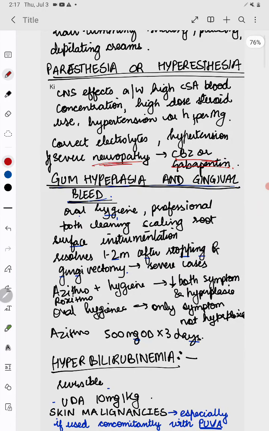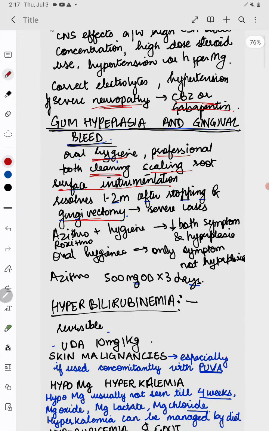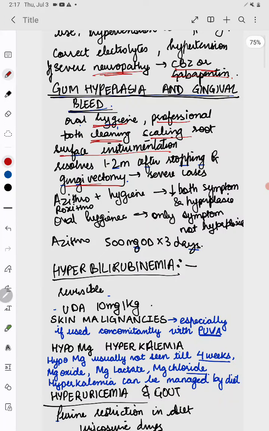Gum bleeding and gingival hyperplasia can be seen. So you have to practice oral hygiene. You have to practice tooth cleaning, scaling, root surface instrumentation. It resolves 1 to 2 months after stopping of the treatment. If it is severe, then gingivectomy can be done. Azithromycin, roxithromycin, and hygiene measures can be taken.